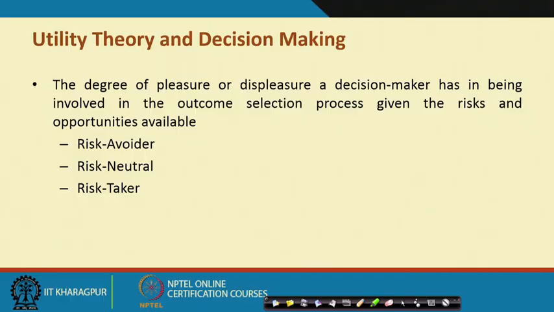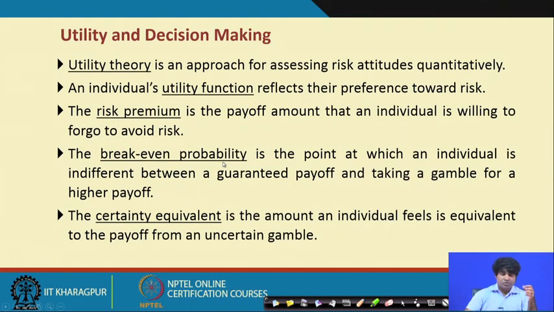So, there are three different utility decisions corresponding to risk and opportunities: risk avoiders, risk neutral and risk takers. That means these are all different kinds of structuring in the utility theory, and that too in the decision making process. So, what I have mentioned, utility theory is an approach for assessing risk attitudes in a quantitative way.